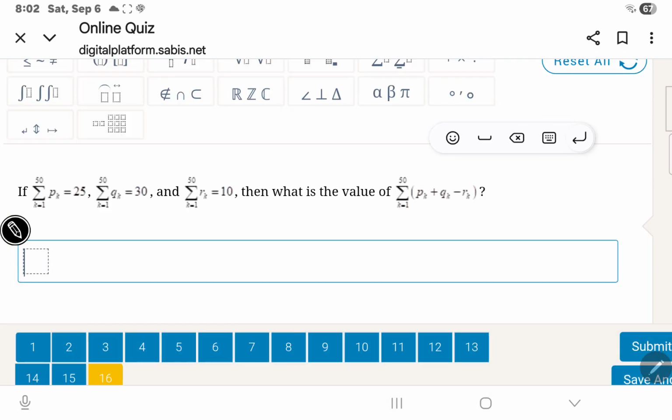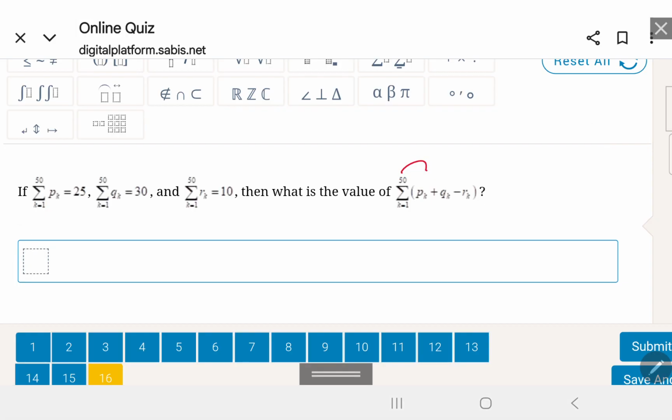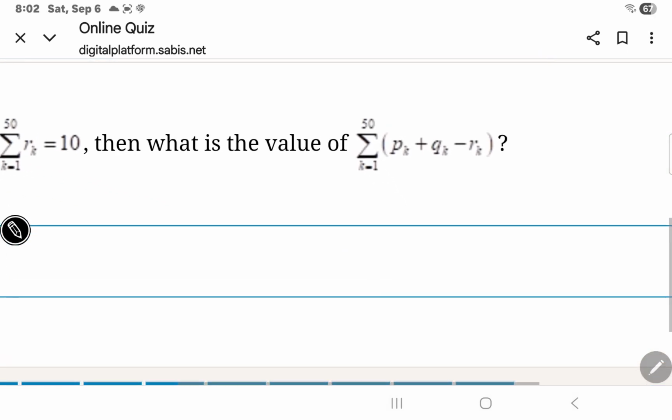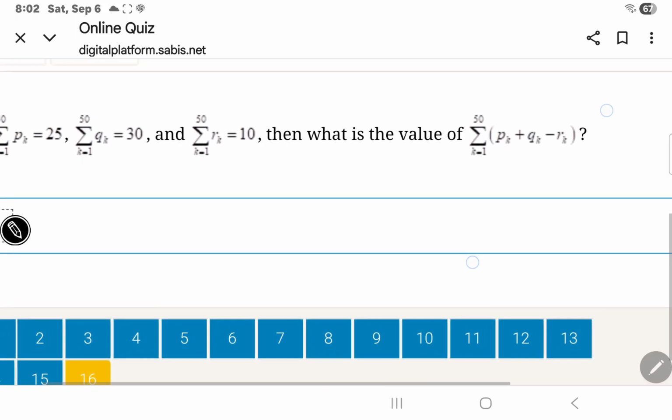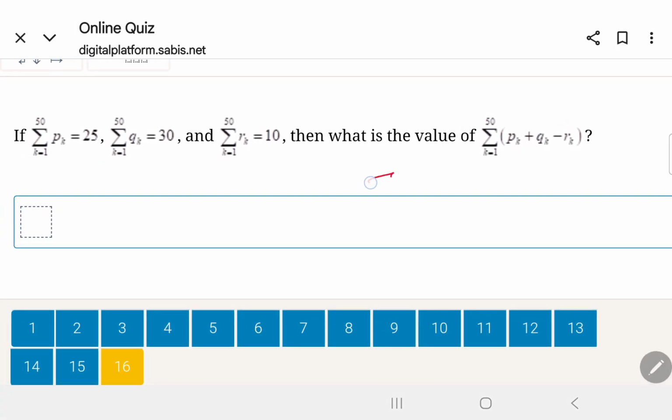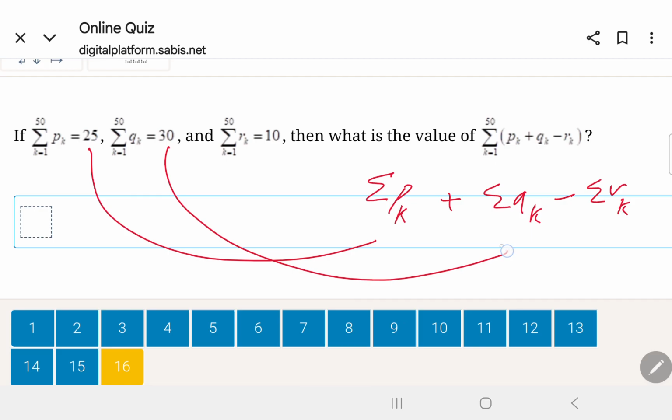Number 16. Okay, here you can expand the sigma like this. Sigma pk plus sigma qk minus sigma rk. And then you can plug these numbers here like this. You get the answer.